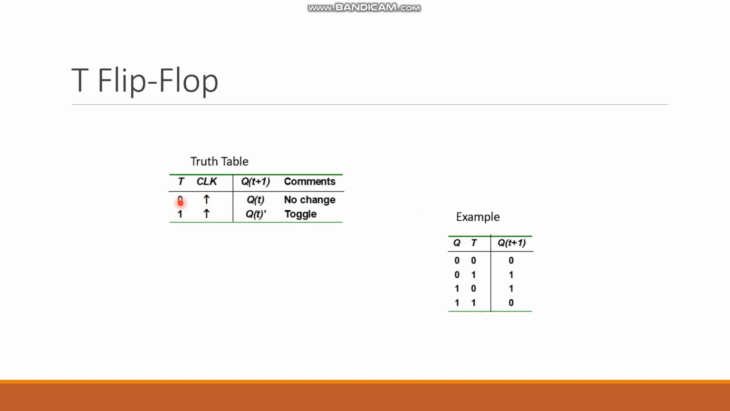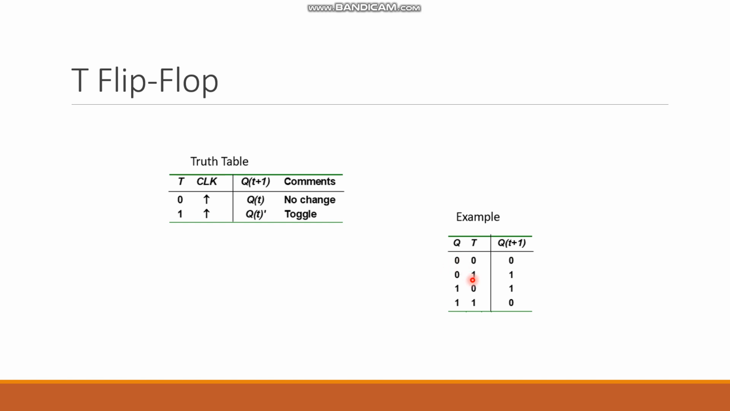So when the T is 0 and the clock pulse is applied, the output is going to be no change. And when the T is 1, the clock pulse is applied, the output is going to be toggled. And here is a small example. If the previous output is 0, this is the next output. Okay. And the T is 0, the output is going to be no change. So this one is going to be the same as this one.